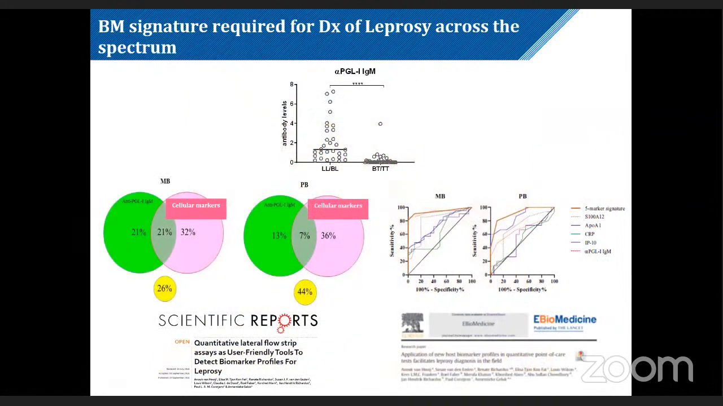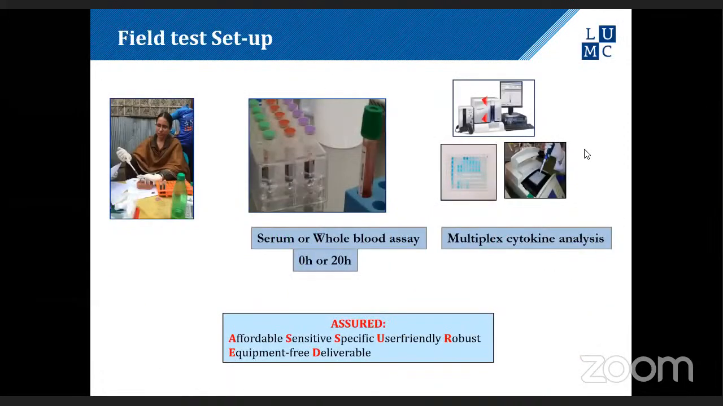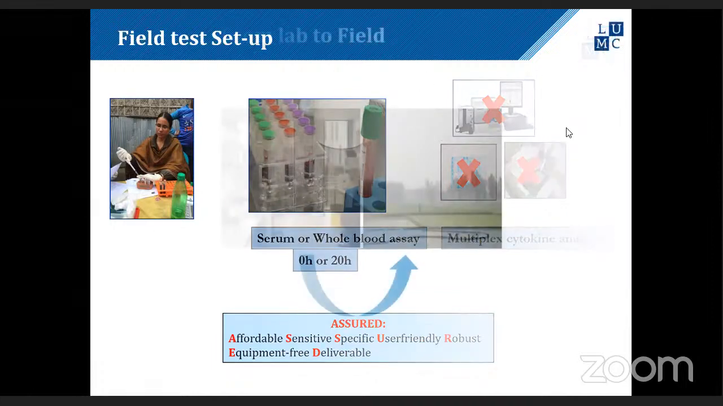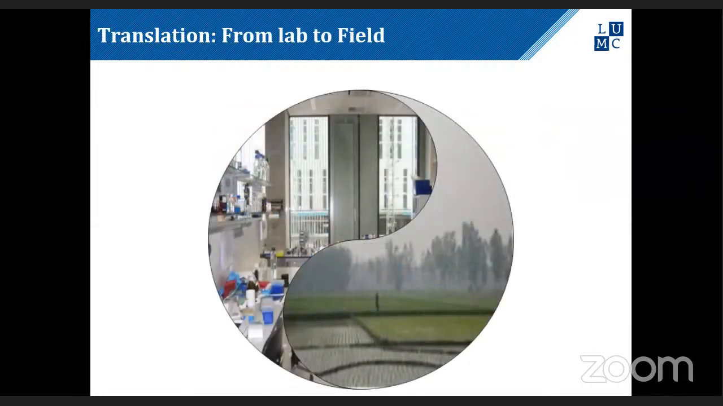As I just told you, measuring anti-PGL-I in addition to cellular markers gives added value, either as single markers or in a biomarker signature. But having identified such markers is one thing, while applying them in the field is something else, because in the field you can't use any ELISAs or other laboratory-associated equipment, and you don't get any Luminex. But of course we do want to measure multiple biomarkers. So in addition, tests that are measured at point of care need to be according to the ASSURED criteria: affordable, sensitive, specific, user-friendly, robust, equipment-free preferably, and deliverable. So therefore, we need to translate our laboratory work to the field.